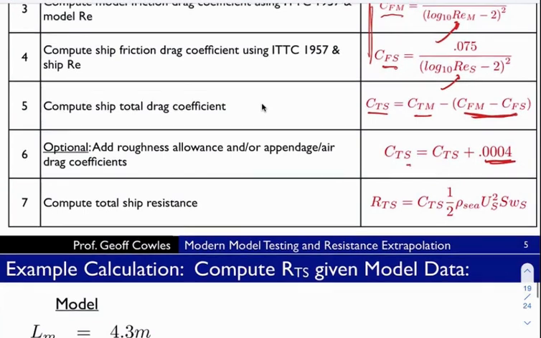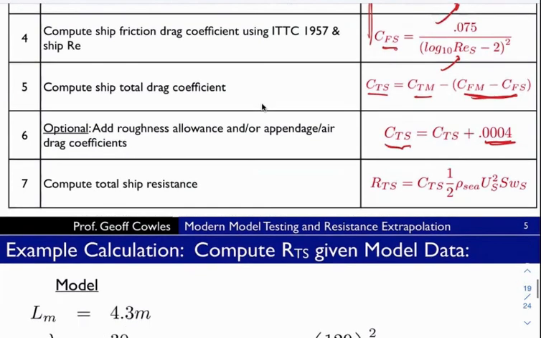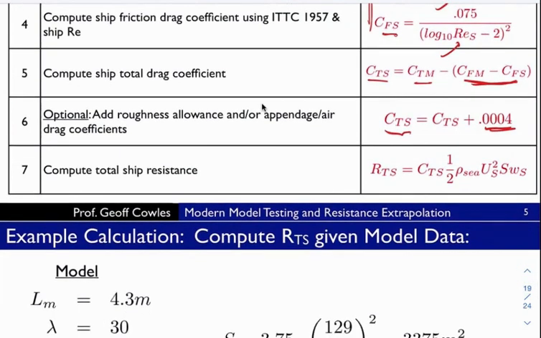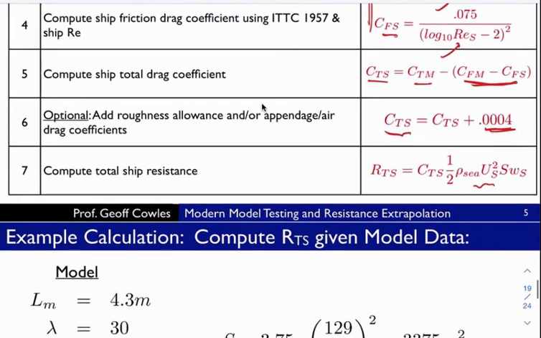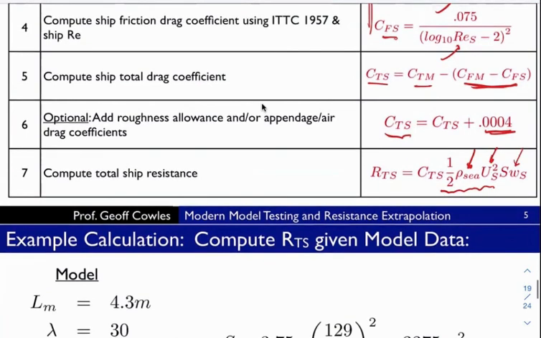Now we have the final total drag coefficient for the ship, and we convert it to a total drag by multiplying by the dynamic pressure. Now this is the density of seawater through which the ship will be traveling. It's the actual ship speed, not the model speed, and it's the ship wetted area times the ship total drag coefficient to give the ship total resistance, again, in newtons.